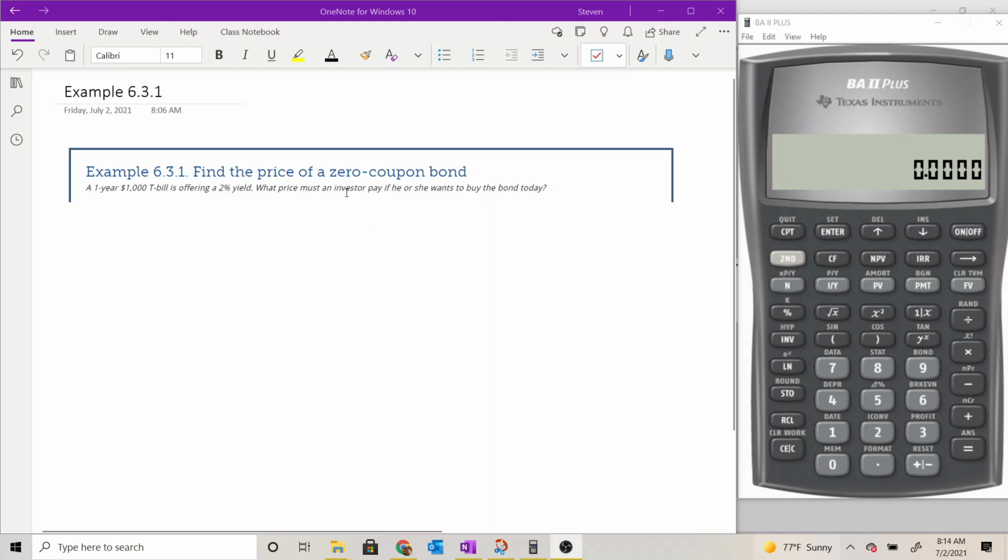We're starting with a zero coupon bond, and of course that's in the example title. We also know that it's a zero coupon bond because it is a T-bill. T-bill stands for Treasury bill, and these are U.S. government securities that have maturities of 1 year or less, and they are always what we call zero coupon bonds.